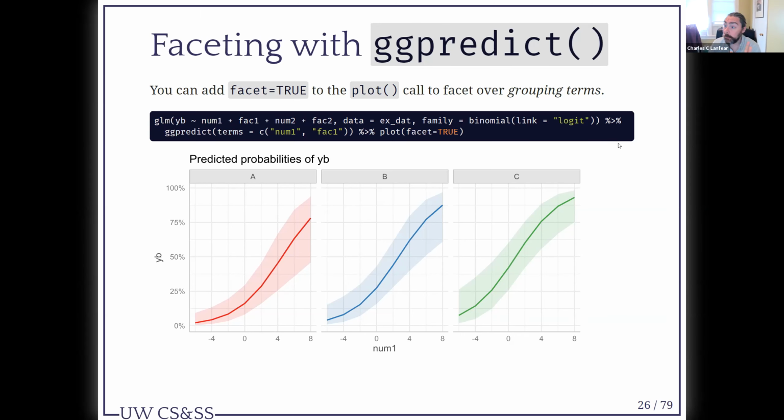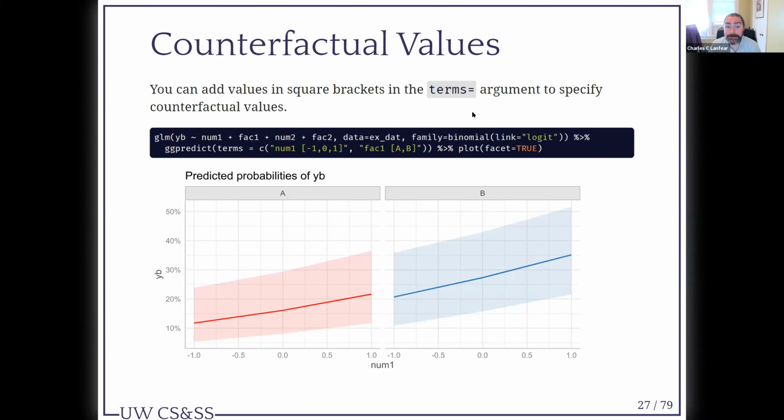Okay, so other things ggpredict can do. ggpredict also lets you set specific counterfactual values for each variable in the terms that you assign. So if I take my same logit model, but then in ggpredict I say my terms should be num1, but I specifically want predictions at num1 equals -1, 0, and 1. And I want predictions for fac1 at only levels A and B, and then the same plot. I only get the predictions at fac1 equals A and B, and then my x-axis only runs from -1, 0 to 1. So this lets us set very specific values for our predicted values.